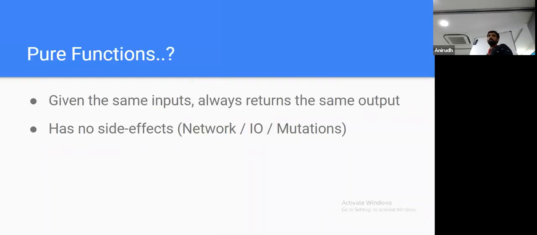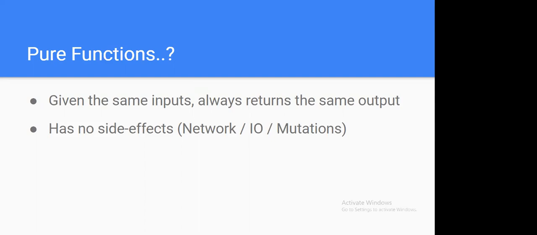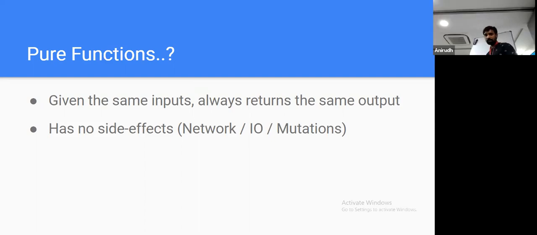So as I said, a pure function, given the same input, will always return the same output. It has no side effects: it doesn't make any network request, it doesn't mutate the data, and it doesn't make IO requests like file access. Basically, if you give a particular set of parameters, it will always give the same output. So what advantage does it give?